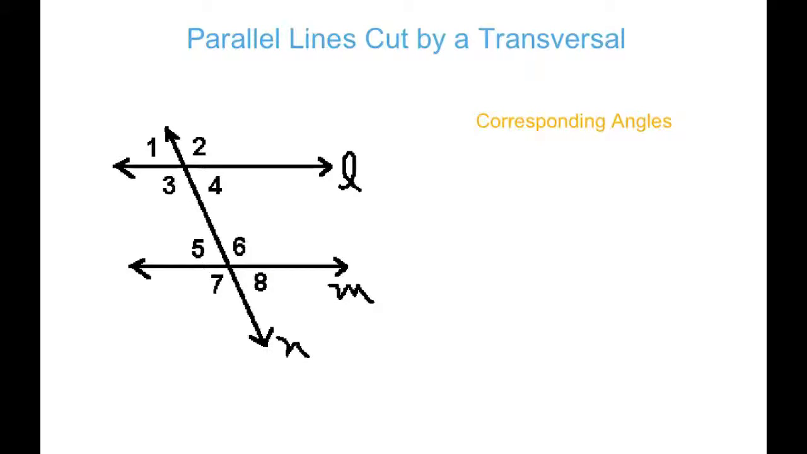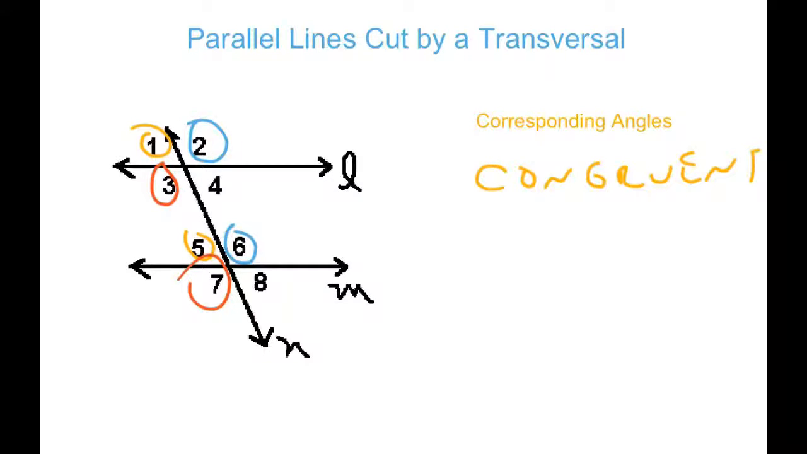Corresponding angles. Well, it turns out that when a transversal intersects 2 parallel lines, corresponding angles are also congruent. So angle 1 and angle 5 are the same. They're congruent. 3 and 7 are congruent. Angle 2 and angle 6 are congruent. Angle 4 and angle 8 are congruent. Okay, corresponding angles when you have parallel lines are congruent.